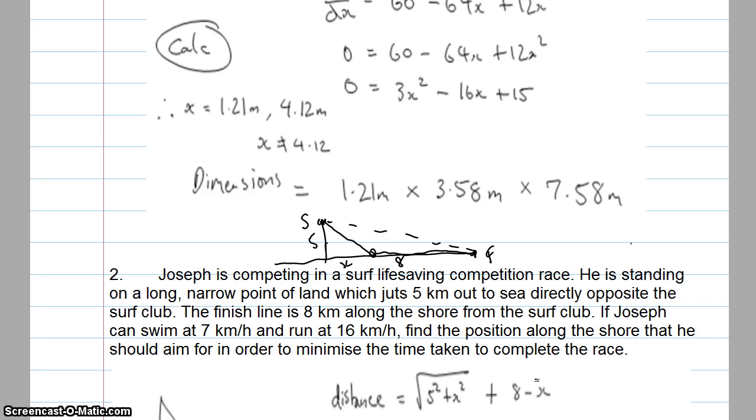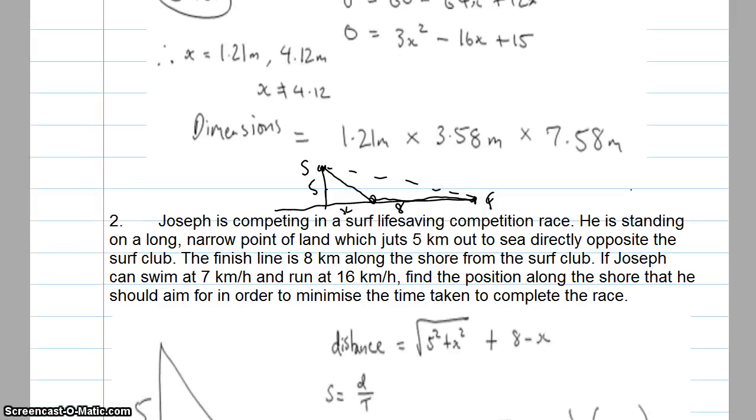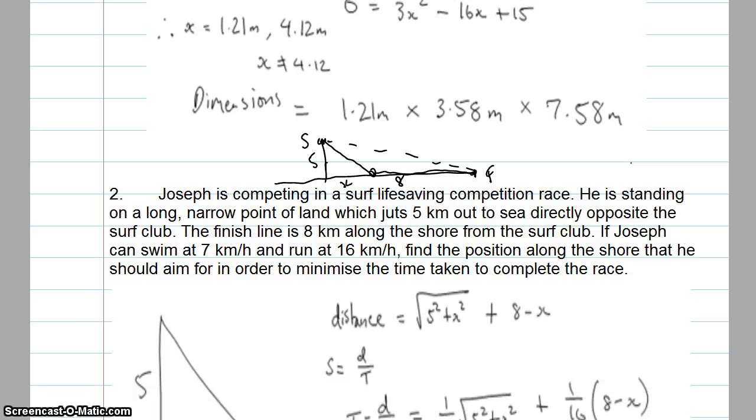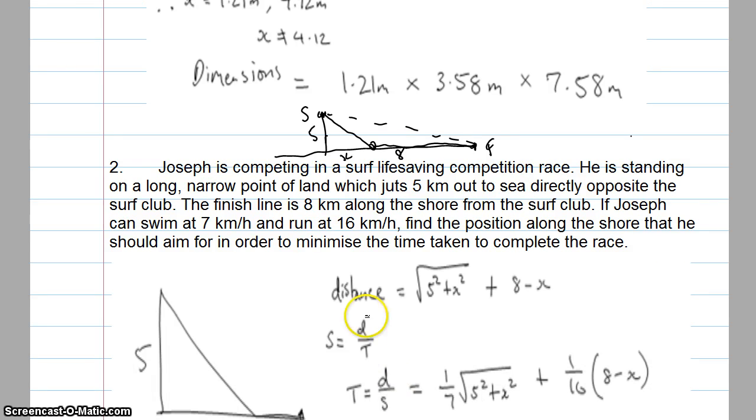Now I need to work out the time taken, because I want to find the minimum time. I don't want to find the minimum distance, I want to find the minimum time, or the minimum distance that gives the minimum time. So I need to find an equation that groups speed, distance and time all together, so then I can find the minimum time taken. Now I know that speed is distance divided by time. But I don't want speed, I want the time taken. So the time taken will be distance divided by speed, just rearranging that equation.